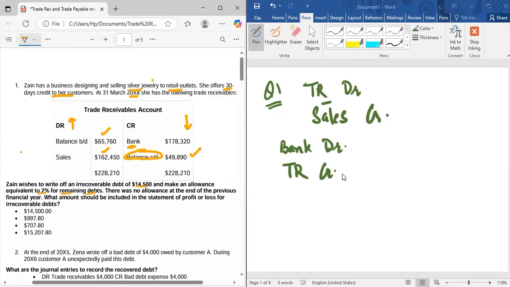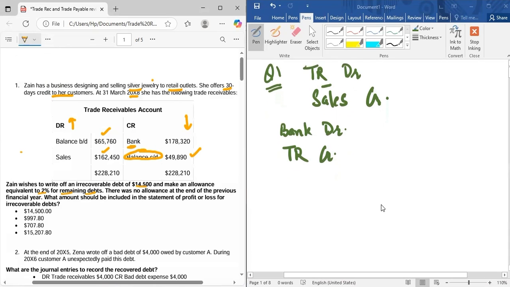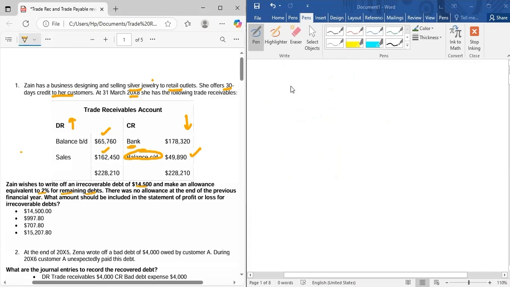She had receivables of, initially she had receivables of $49,890, right? I told you the closing balance. From here I have got it, right? But now there were some bad debts, some irrecoverable debts. Some debtors said that no, we won't pay to you. Okay, so these bad debts I'll deduct from here because they are not going to pay me.